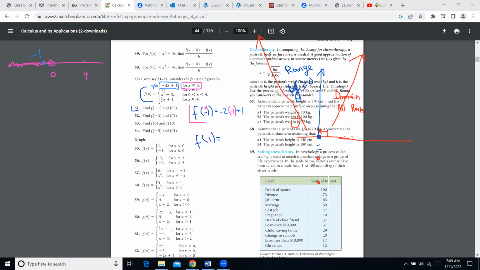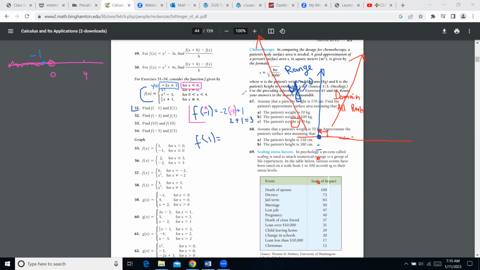Because once you figured out which equation you want to utilize, then you can just plug numbers in and calculate. So that'll be 2, right? -2 times -1 is 2. And when you add 1 to it, you get number 3. So that's for the f of -1.